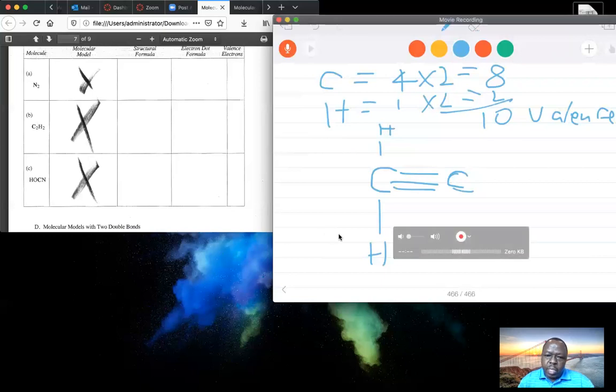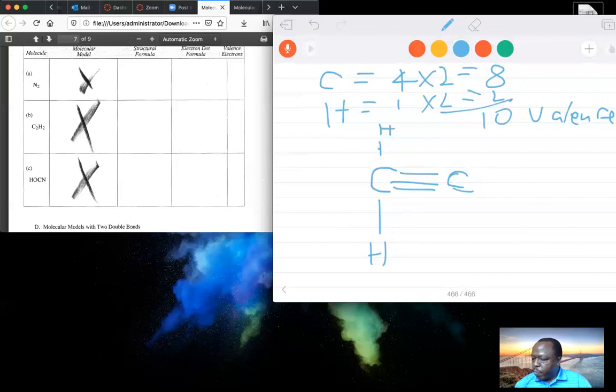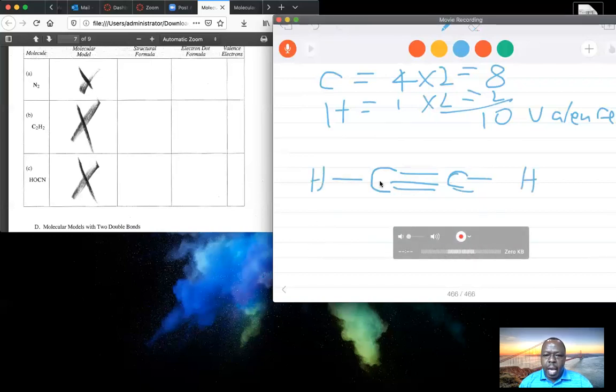The first one, I'm just using trial and error. 1, 2, 3, 4, 5. No, it cannot form 5 bonds. At most, carbon forms 4 bonds. So one hydrogen will be bonded to each carbon like that. And if you look, carbon has 4 bonds. So this is the skeleton with the triple bond.